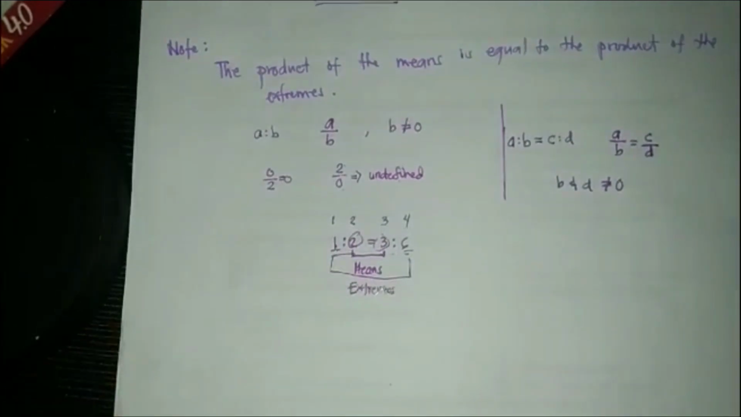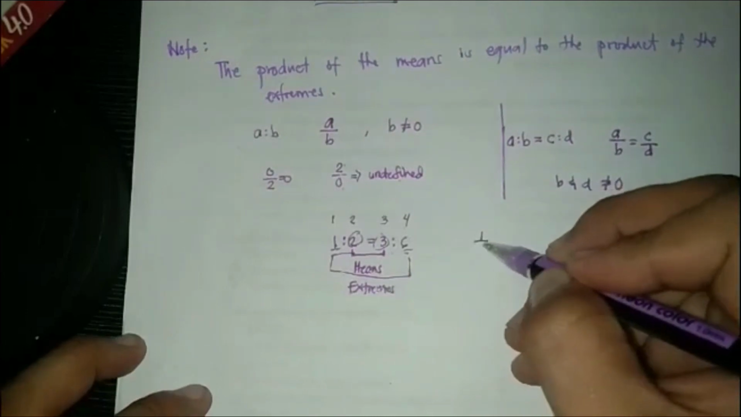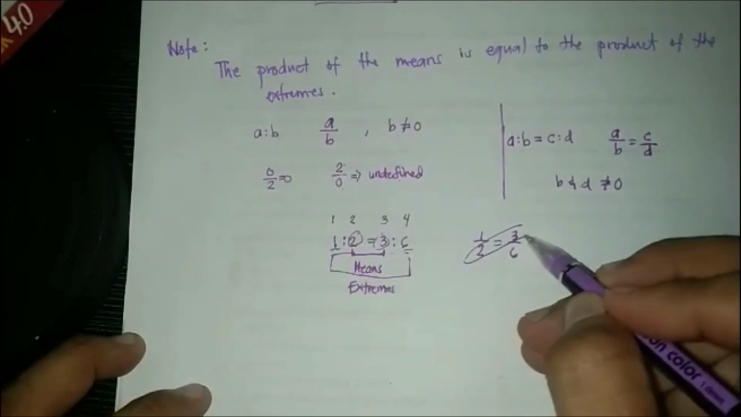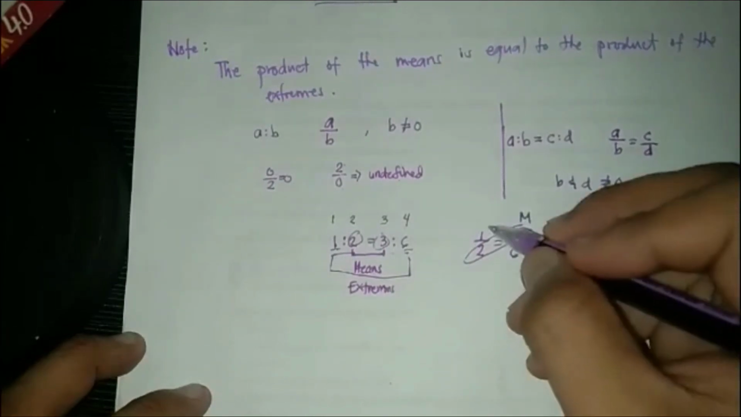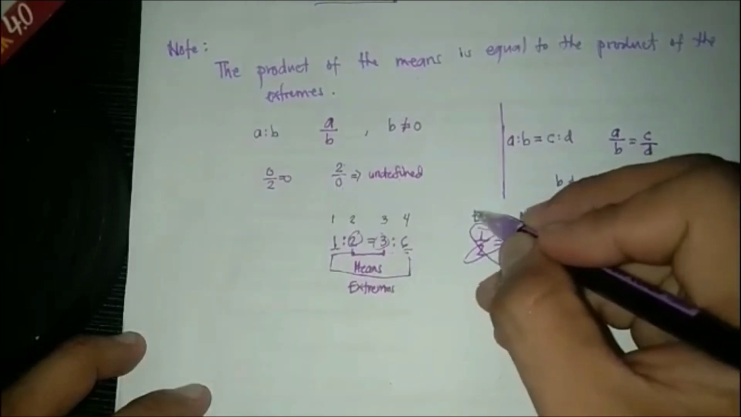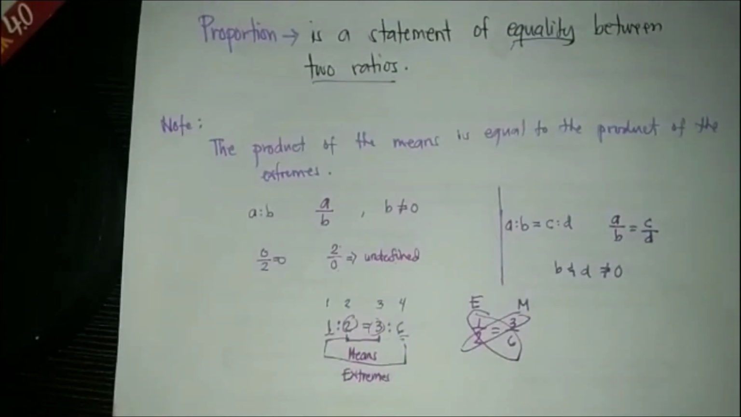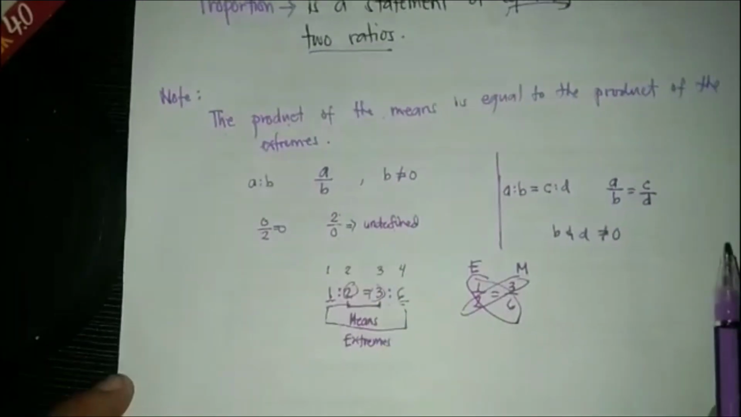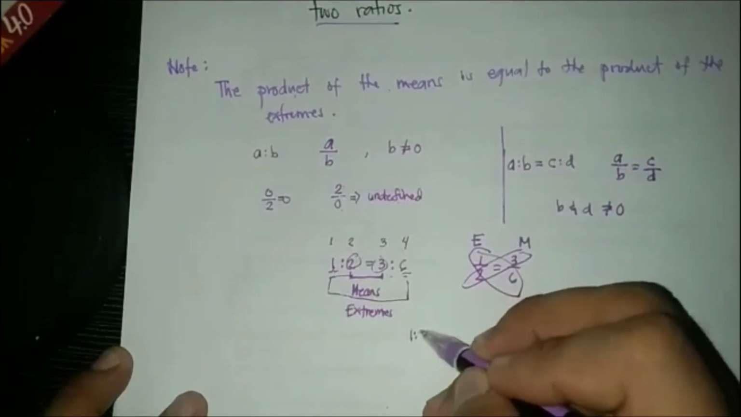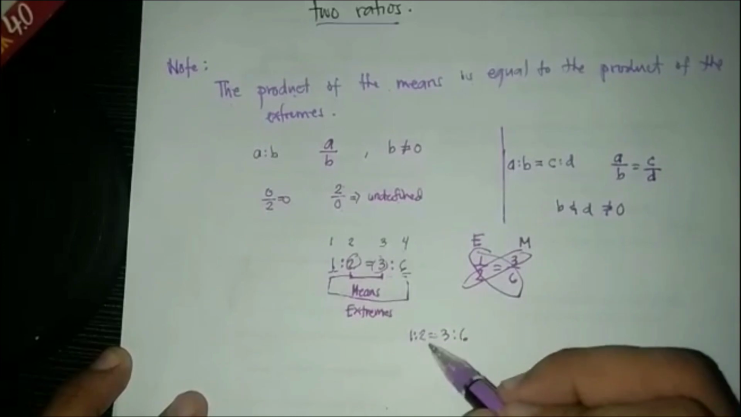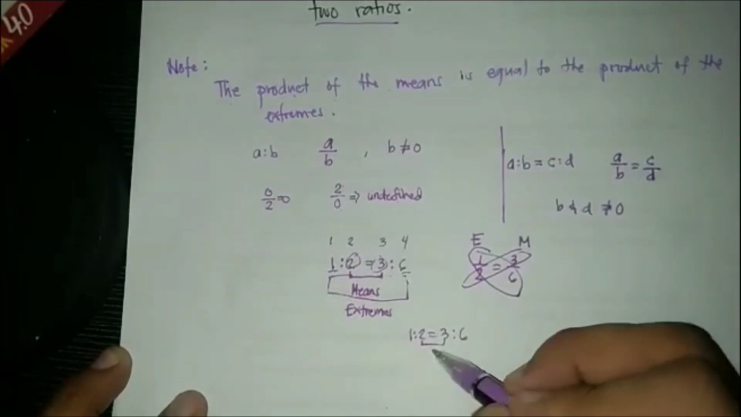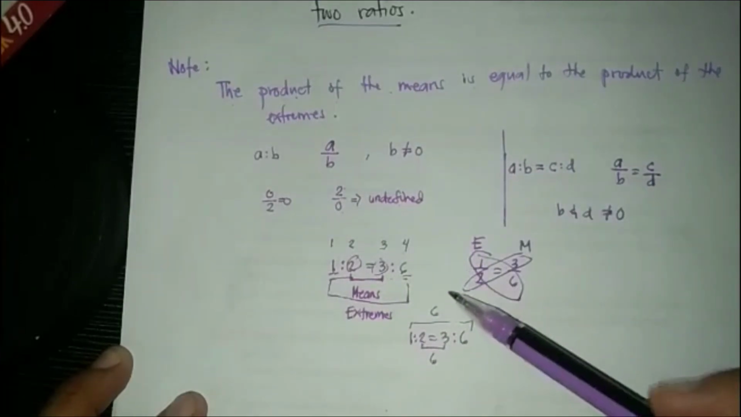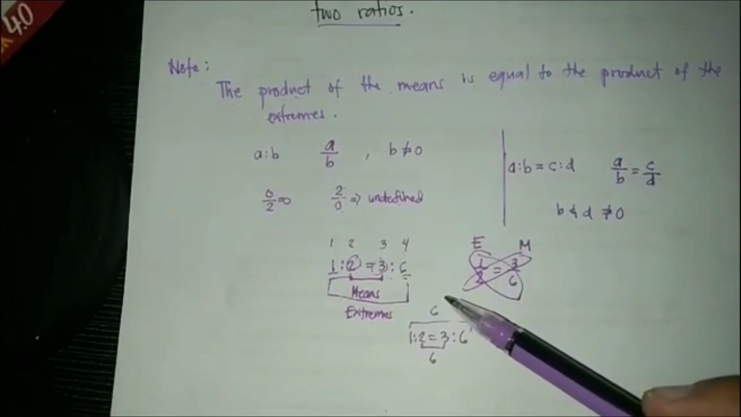Okay, paano naman kapag naka-fraction form? For example, 1 over 2 equals 3 over 6. Yung 2 at saka 3, siya yung means. Yung 1 at saka 6, siya naman yung extremes. Take note po that the product of the means is equal to the product of the extremes. Tingnan natin. Sa example, 1 is to 2 equals 3 is to 6, multiply natin to. Yung sagot niyan 2 times 3, 6. 1 times 6, 6. So therefore, the product of the means is equal to the product of the extremes.